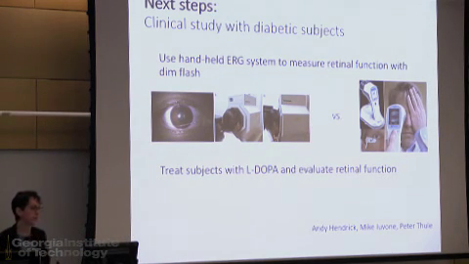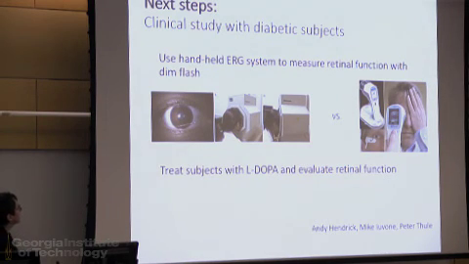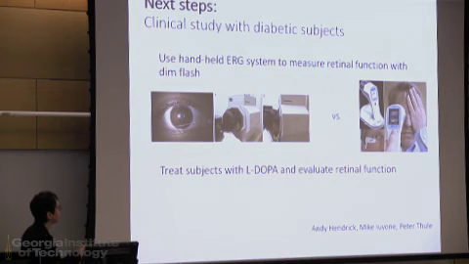This is a clinical study that we've just started in the last few weeks that is using a handheld ERG system to measure retinal function. So clinically, and even with the animals, when we do ERGs, we do it with this Ganzfeld dome here. So you can see that this is quite large and cumbersome, and we have to place an electrode onto the surface of the cornea. So this does not make a very good screening tool.